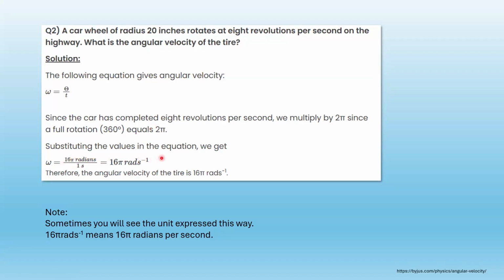Now, substituting the values in the equation, 16 pi radians over 1 second. We got 16 pi radians per second. So here is the angular velocity. Here's the answer here. As I said, sometimes you will see the unit expressed this way: 16 pi radians times second to the negative 1, which means 16 pi radians per second.